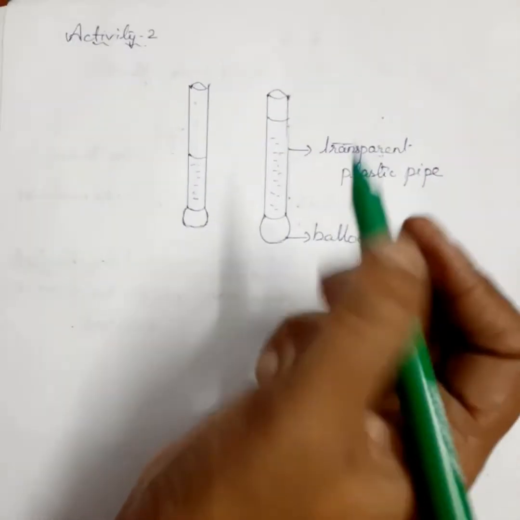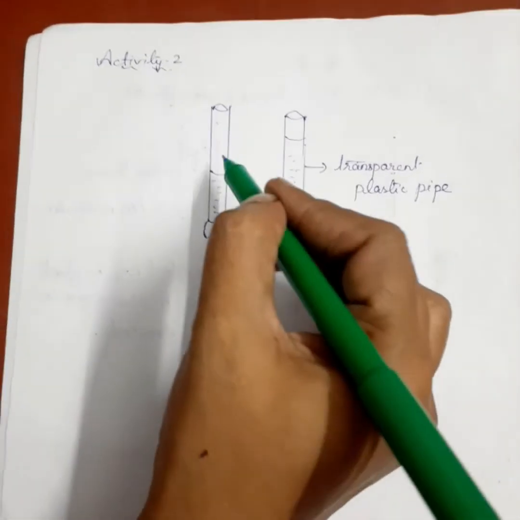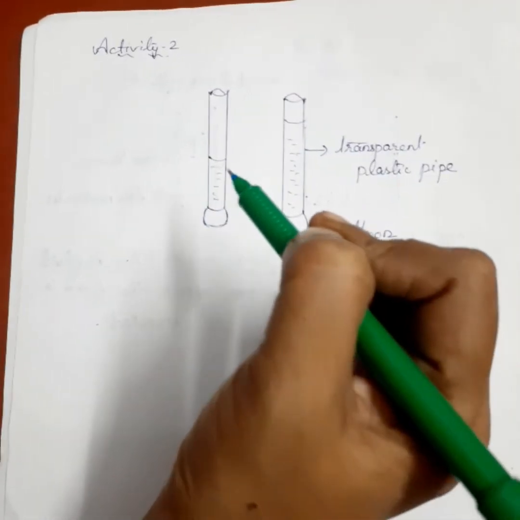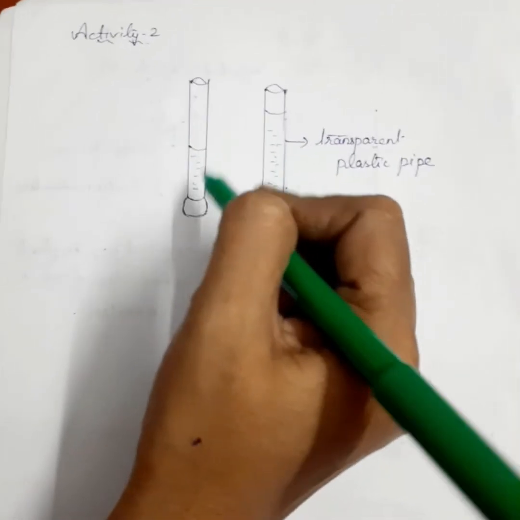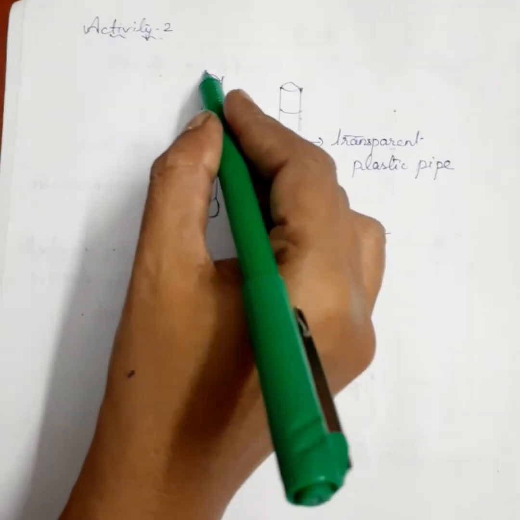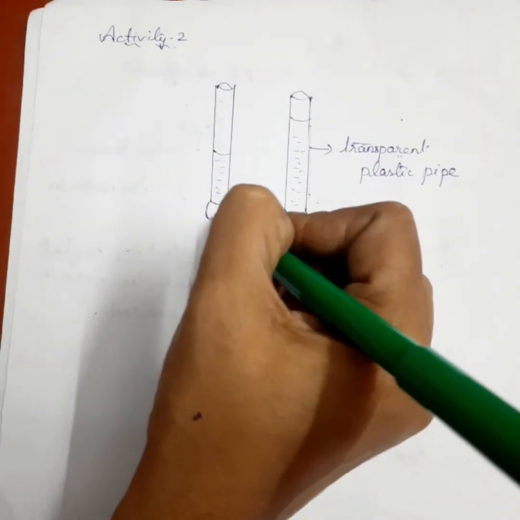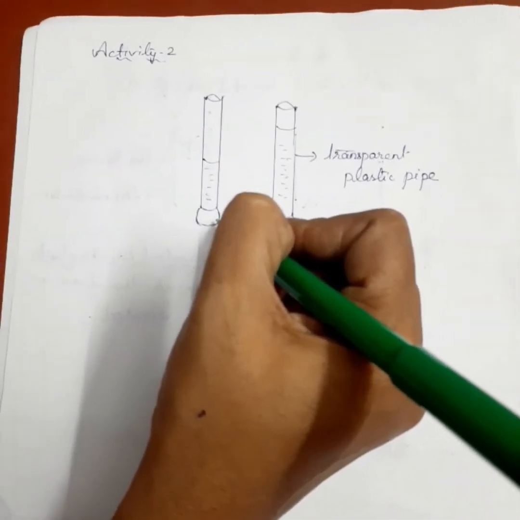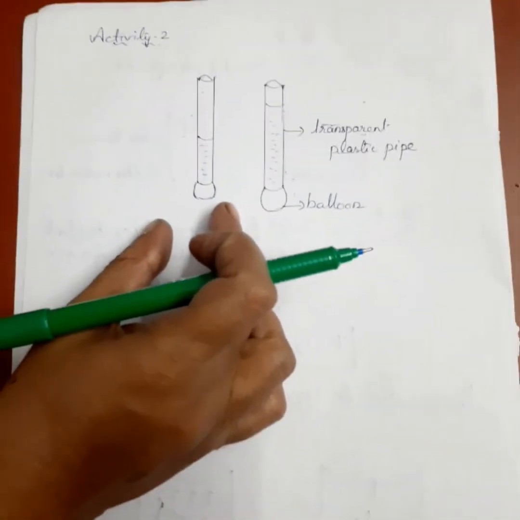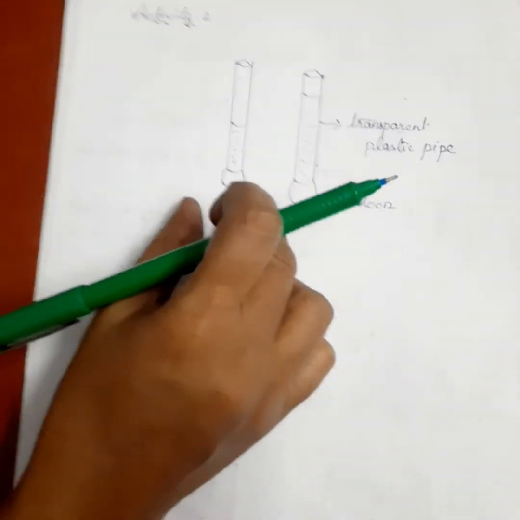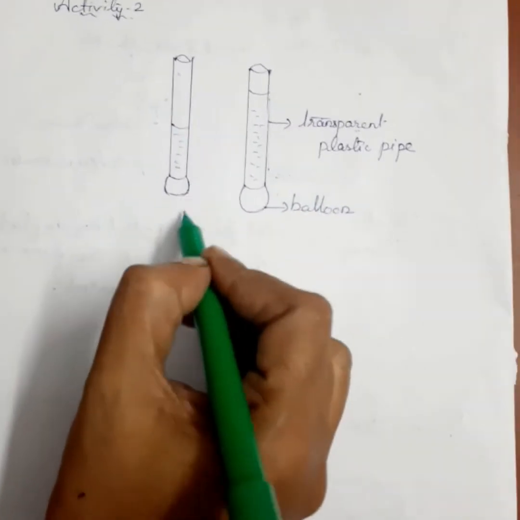Students, one activity is given in your book. Now you do one activity. Take a transparent plastic pipe, and one end of the pipe is tied to a balloon. At the other end of the pipe you pour the water. So what happened? The balloon tied at the bottom is stretched and bulges out. So what is the reason? Water poured in the pipe exerts a pressure on the bottom of the container.